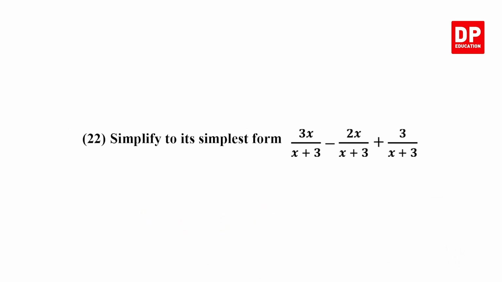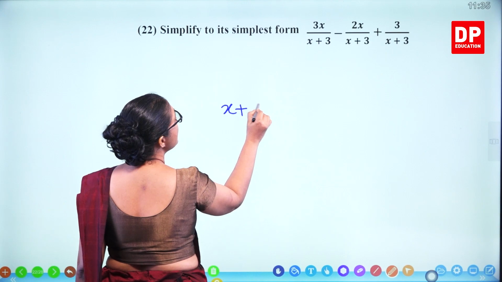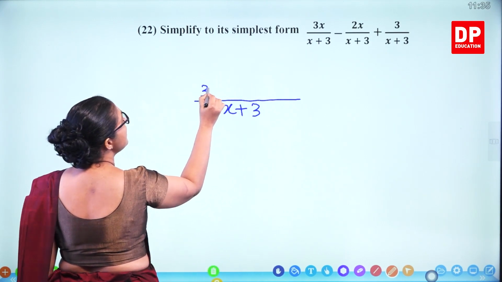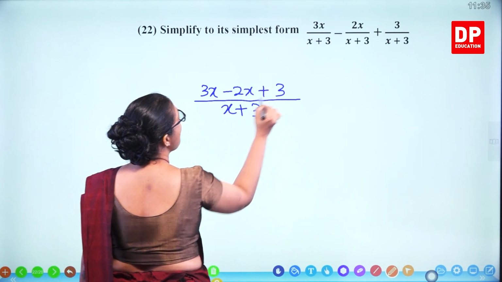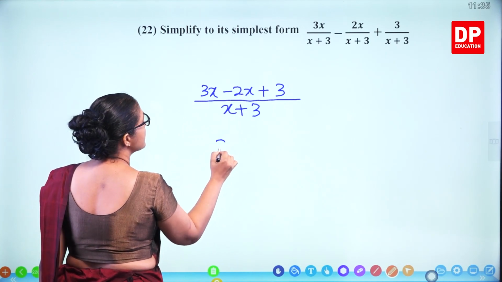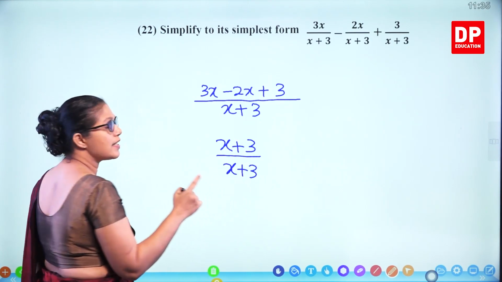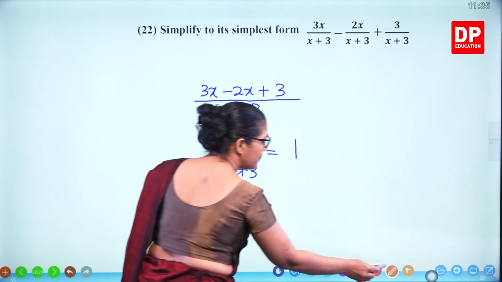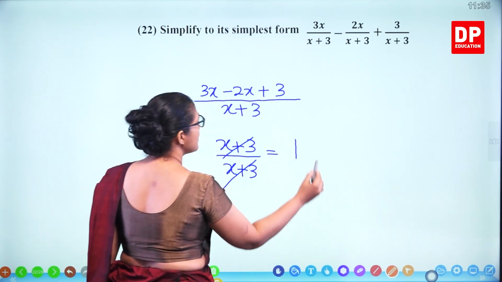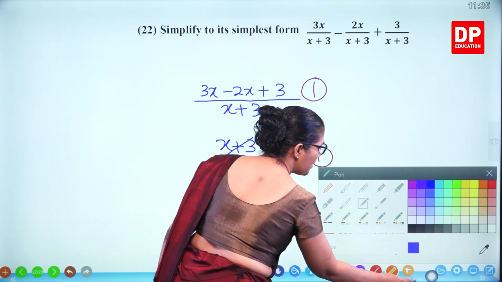Question number 22. Simplify to its simplest form. So here, can you see the same denominator? You can just add the numerators. 3x, and here subtraction also, minus 2x plus 3. What do you get? 3x minus 2x, x plus 3, over x plus 3. Same expression in the numerator and the denominator. You can cross it out and write 1. So this is the answer, 1 mark, and the method 1 mark.